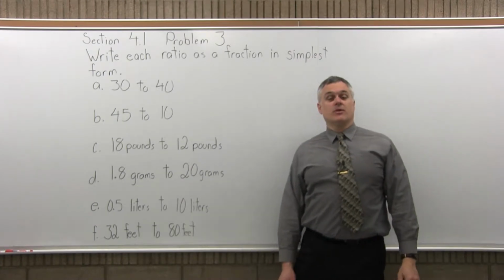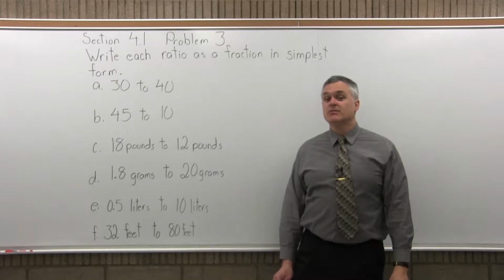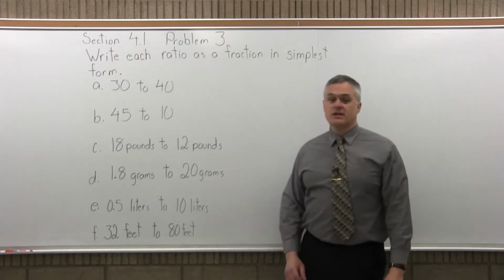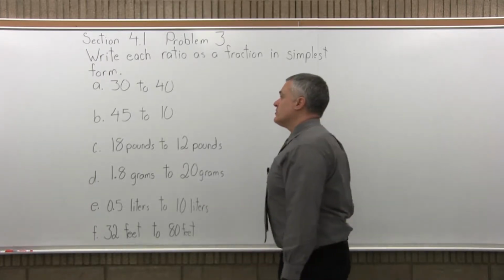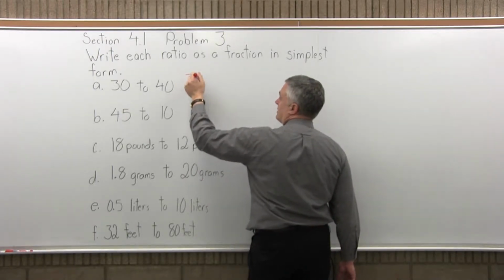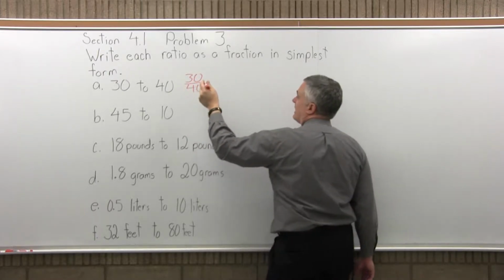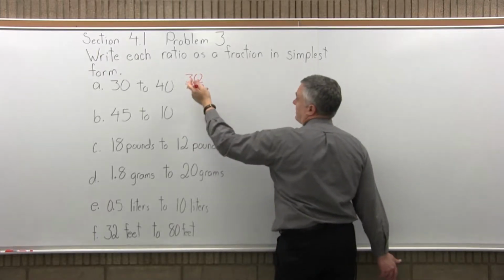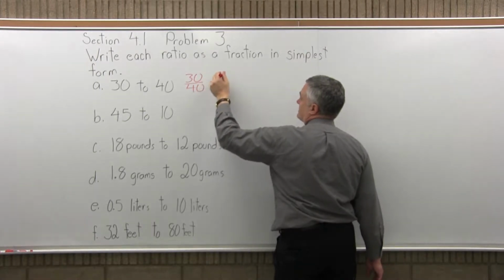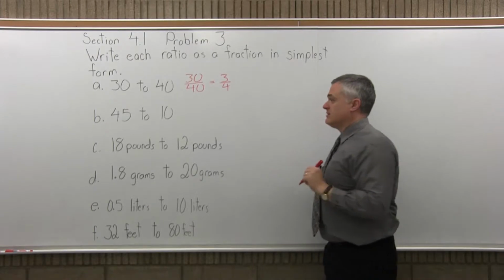This is Section 4.1, Problem 3. It says write each ratio as a fraction in simplest form, and we have parts A through F. So the first one is 30 to 40. So first make it a fraction. It would be 30 over 40, but now we can simplify it a little bit. And each one is reducible by 10, or you can basically cancel the zeros. So in simplest form, 3/4.